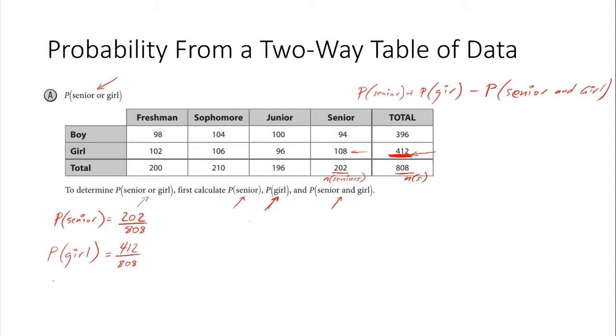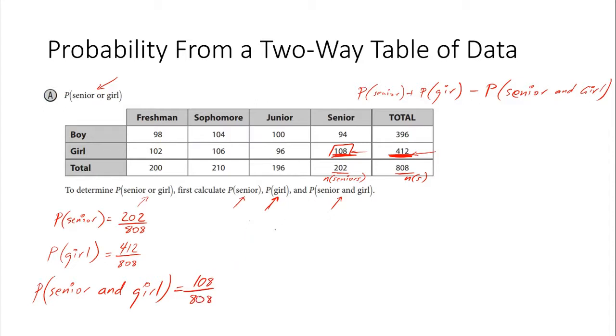All right, probability of senior and girl. Okay, so let's make sure we do this one right. We have 108 girls that happen to be seniors. So notice how that already gives us on a table those are both seniors and girls, so that was very nice. So they gave us 108 out of our sample set, which is 808 still.